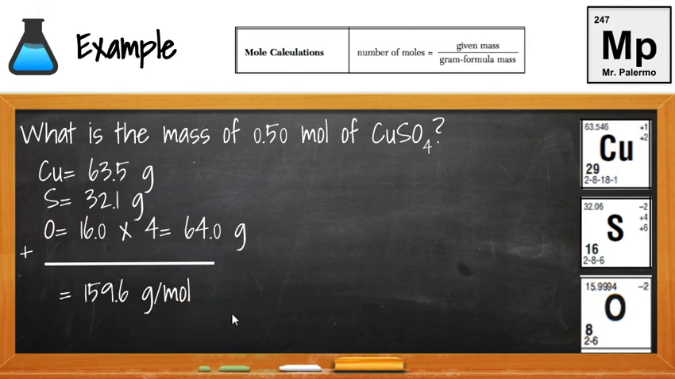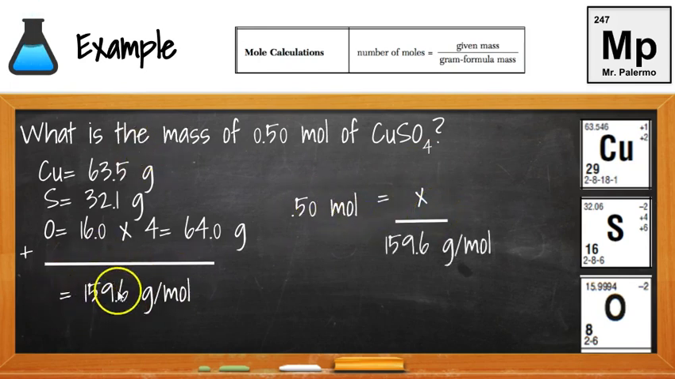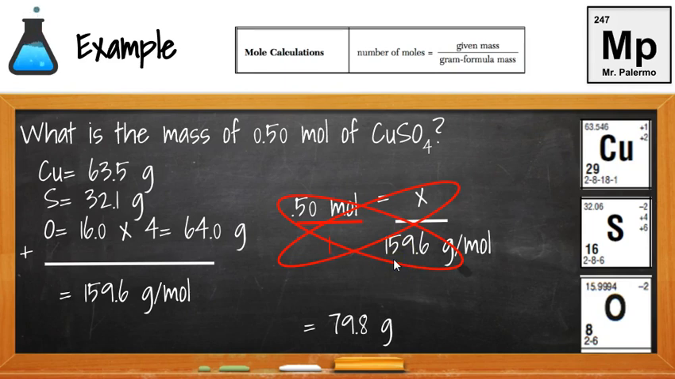I'm going to plug it into my formula. So we have 0.5 moles equals X grams, which we're trying to solve for, the mass, over what we just calculated, that 159.6. Again, put this over 1, cross multiply, 1 times X is X, which is equal to 0.5 times 159.6. That gives me an answer of 79.8 grams. And for rounding to proper significant figures, since there's 2 sig figs here, we're going to round to 2 sig figs in our answer at 80 grams.